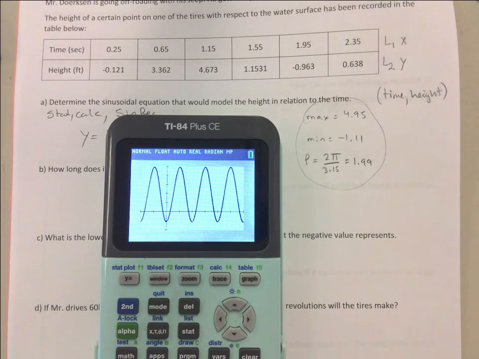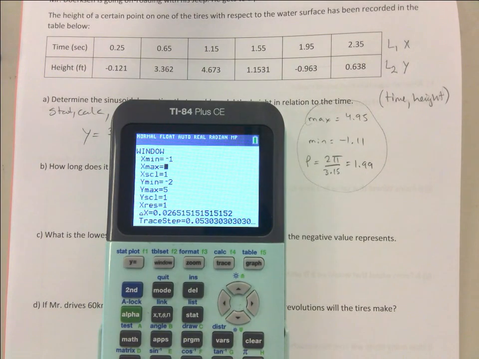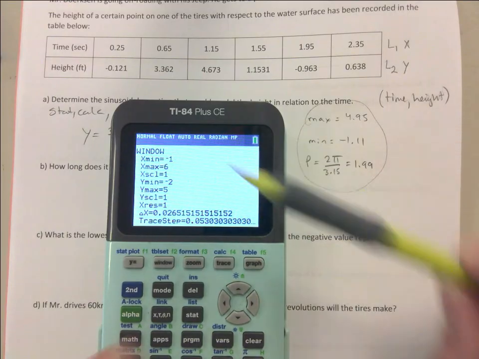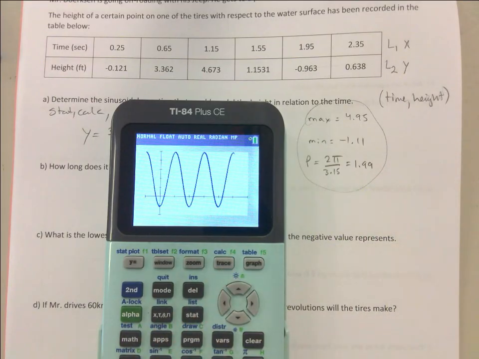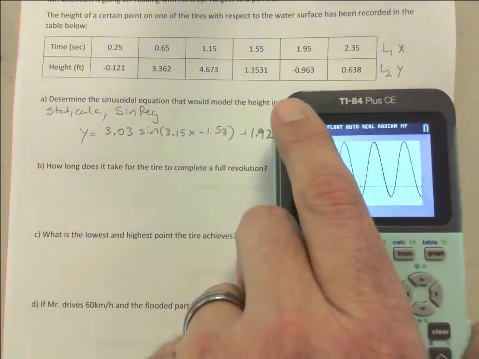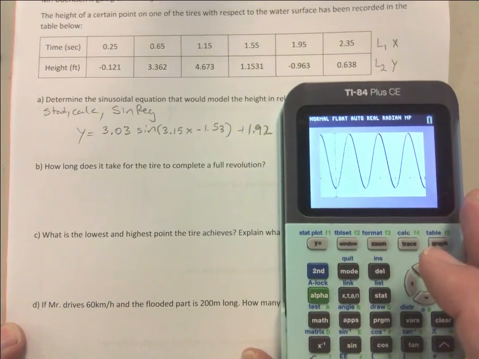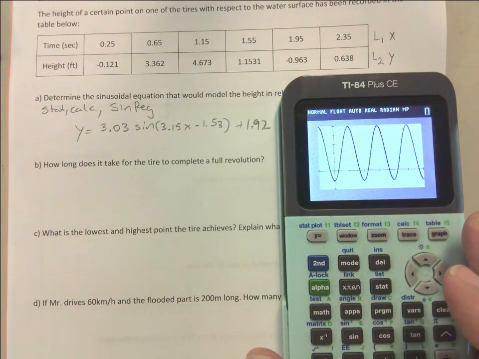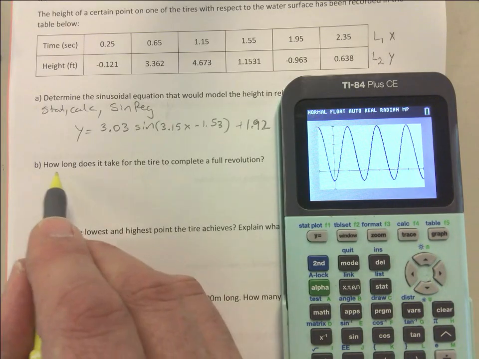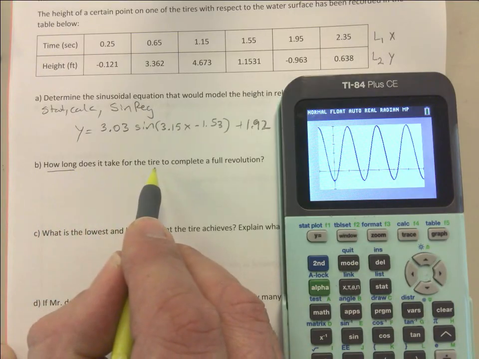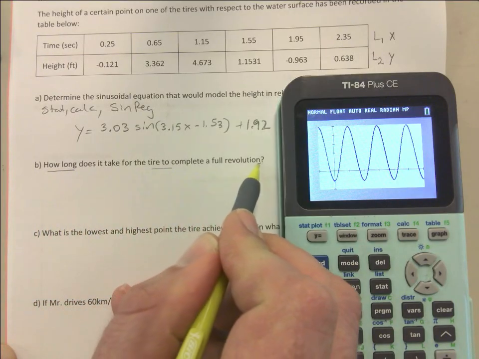All right, so let's answer some questions now. Hold on, I'm going to pause here. Okay, so change x min to negative. I graph it again. There we go. So now we can answer questions, okay? Now it's basically what we've been doing in the other functions. This one just behaves differently, that's all. For how long does it take for the tire to complete a full revolution?